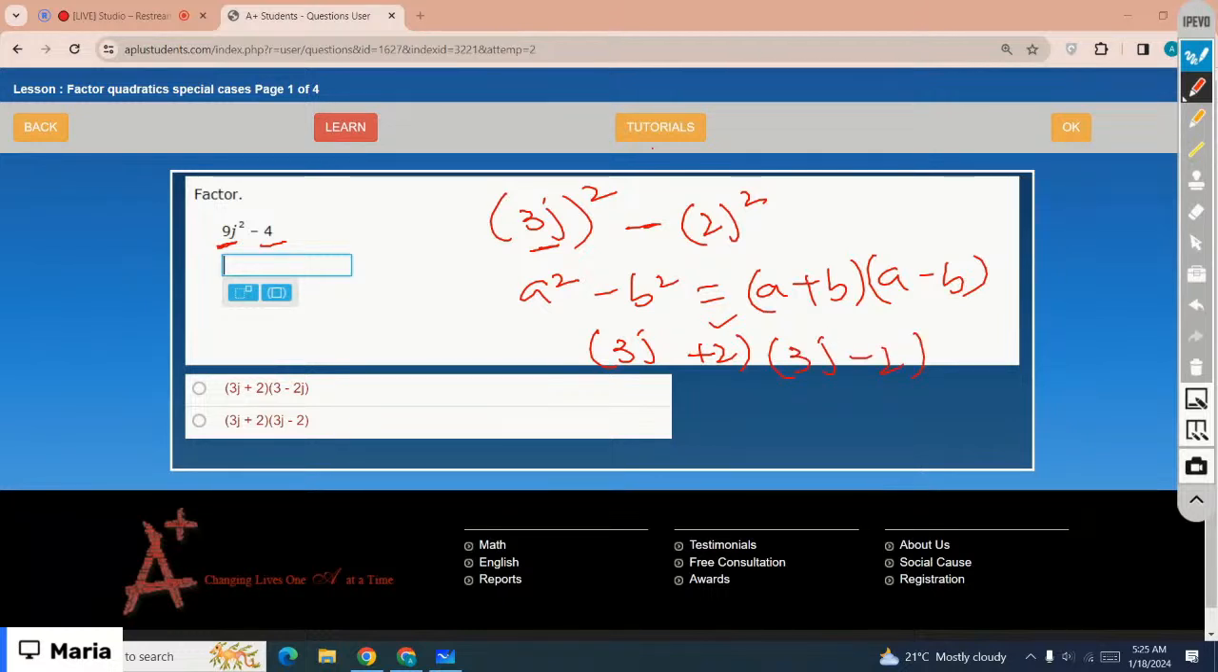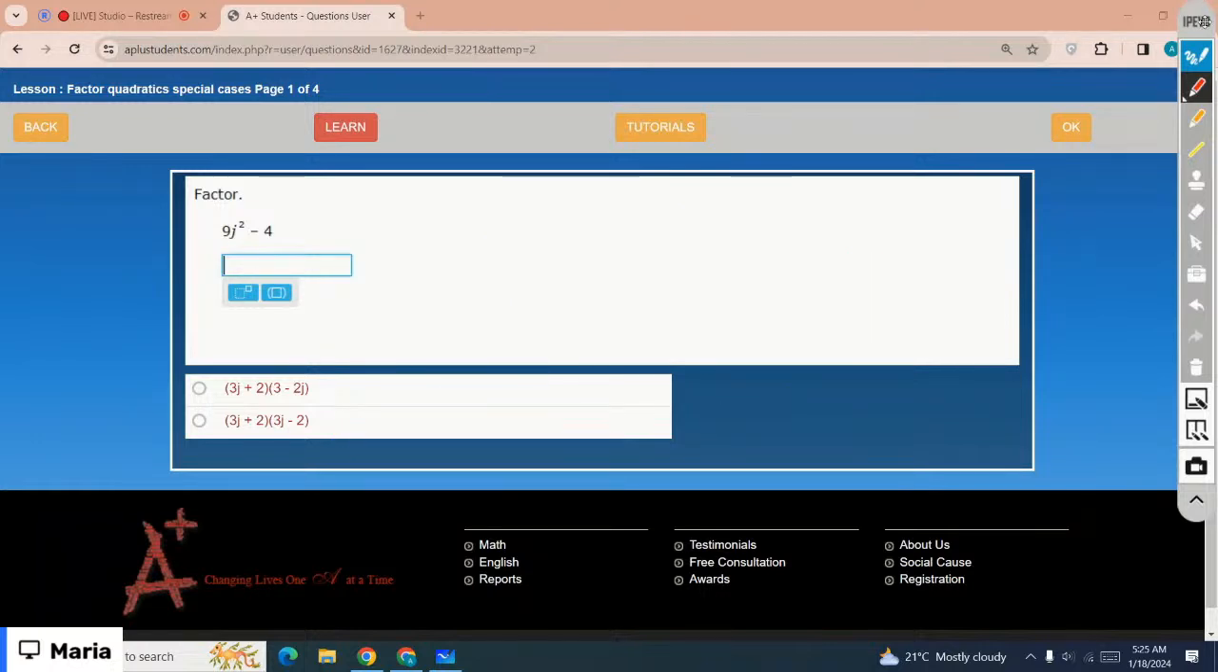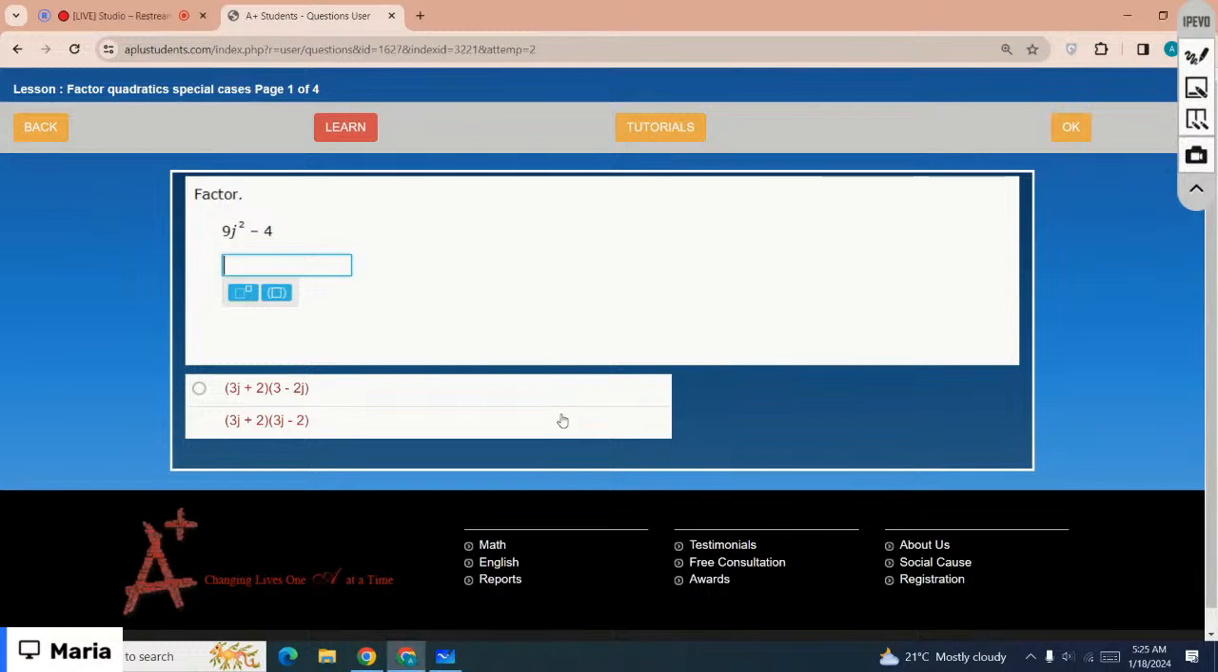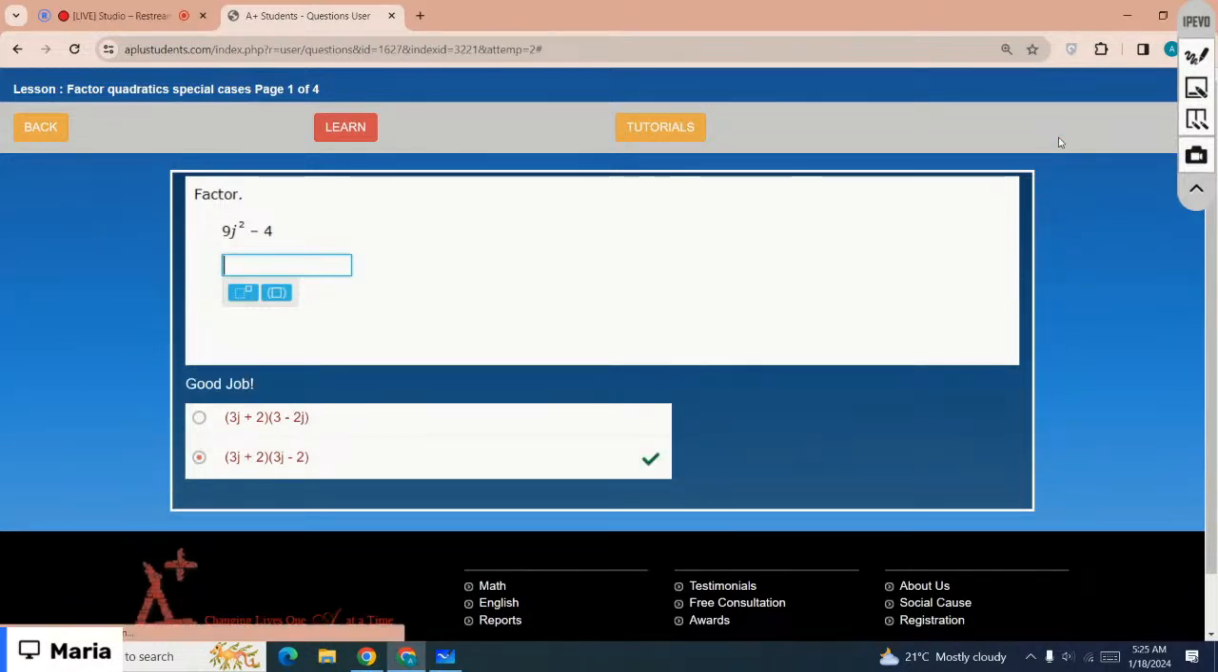Got it? That is 3j plus 2 and 3j minus 2. Option number 2 is the correct option.